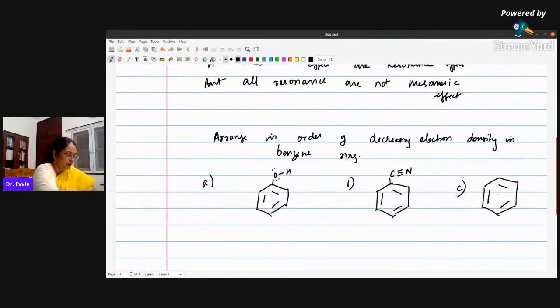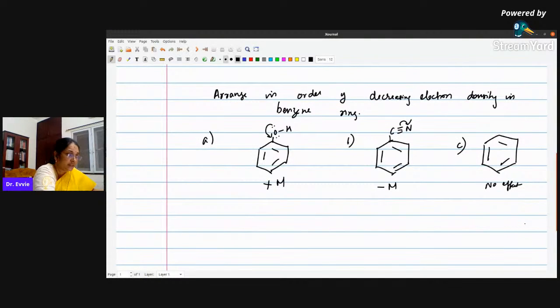Now you can see, what will this show? We have studied it as resonance, but to be more specific, we'll call this the mesomeric effect, and this will show plus M effect, okay? Because electron donation will happen and it will go to the ortho-para position. Here, nitrogen will pull, so it is an electron withdrawing group. So you'll have minus M effect, and this one will have no effect. Now, what will be the order? Which one will have more electron density? A. Then it will be, because minus M will pull the electrons away, that will take the last position. So then it will be C. So this is the order. Okay, I hope it's clear for you.